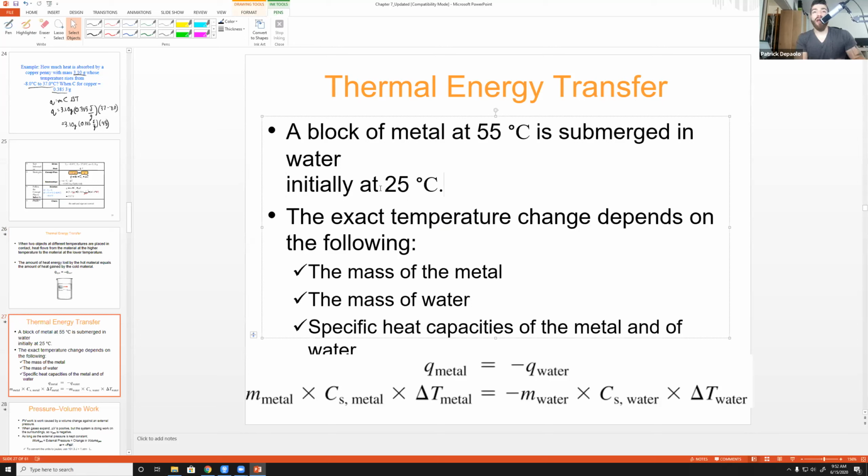You can figure out that equilibrium temperature using the Q equals mcΔT equation. You can make two Q equals mcΔT equations, one for the metal and one for the water. And you can equate them because you know that the energy released by the metal is the energy gained by the water, or vice versa. So positive one equals negative the other, and it doesn't matter which one has the negative sign.